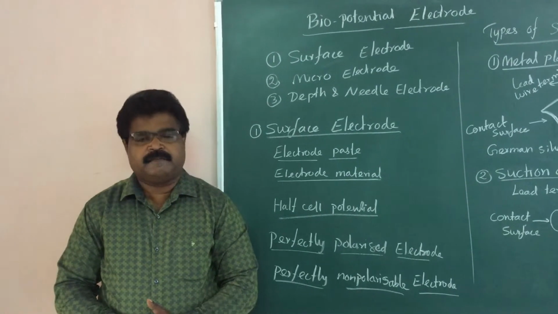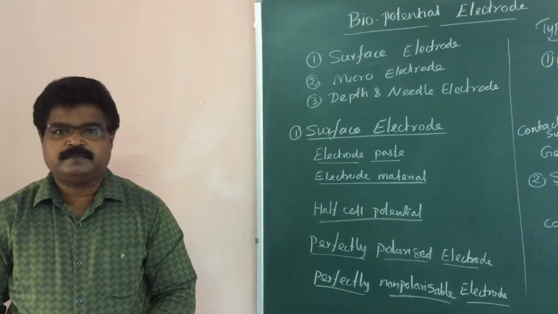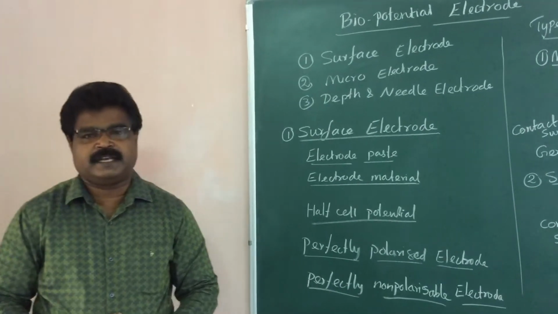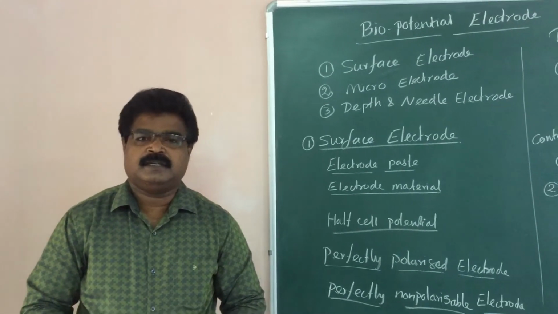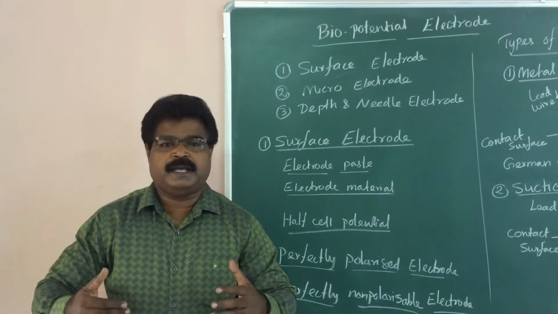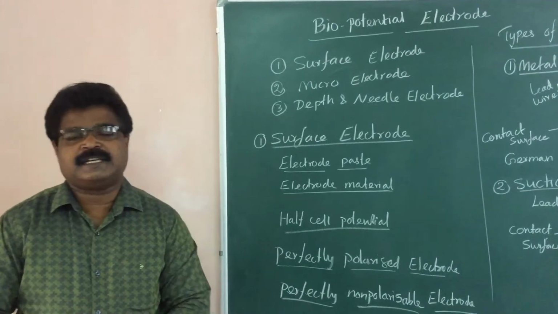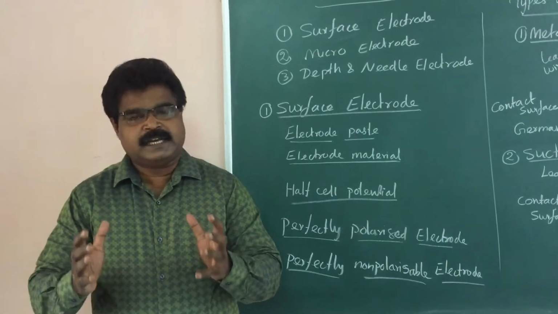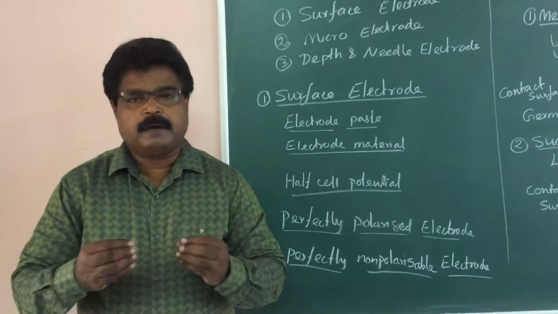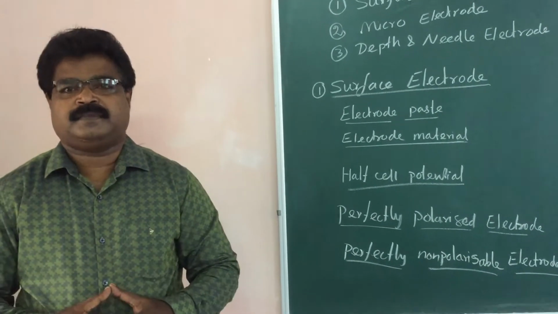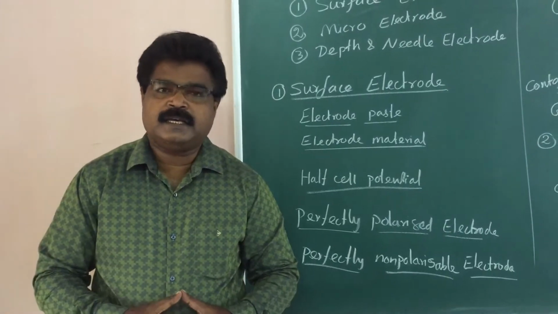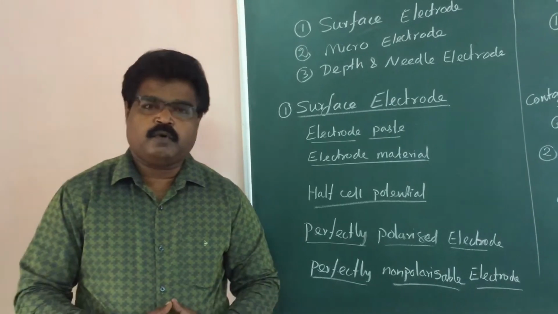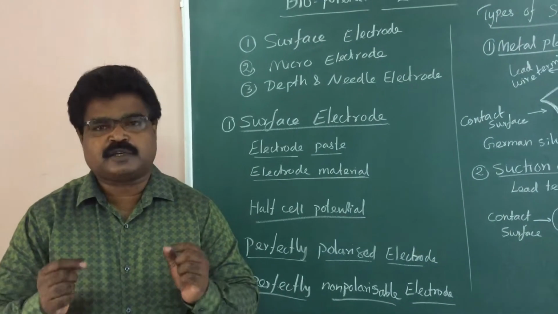The physiological variables of our body are of two types. One is electrical in nature and the other one is non-electrical in nature. That means some signals generated from our body are electrical in nature, and some signals are not. The electrical signals are picked up by electrodes, and non-electrical quantities can be picked up by transducers. So today we are going to discuss biopotential electrodes.